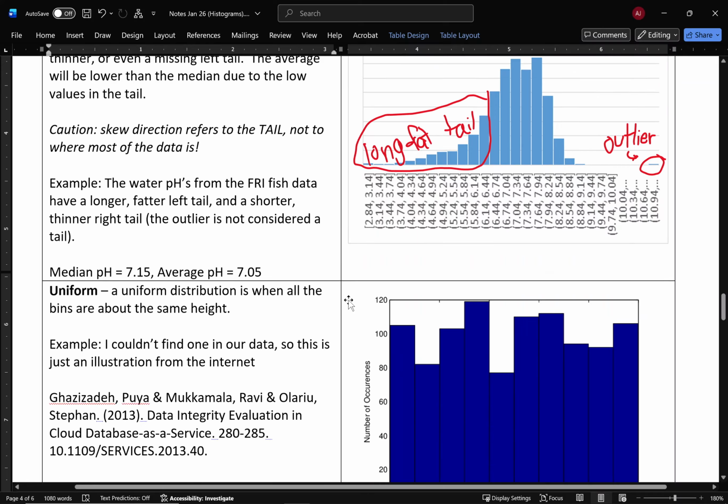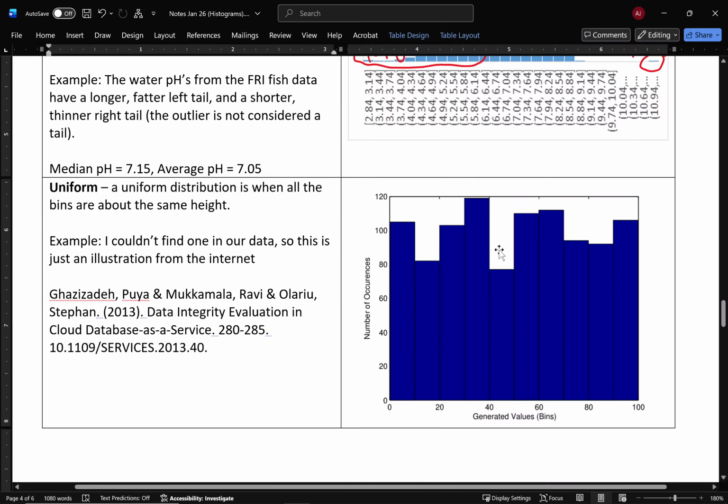All right, another type of distribution is uniform distribution. That's when all the bins are about the same height, and they don't have to be perfectly the same height. You see these ones here, it's not exactly, there's a couple that are lower, but it's about uniform across the top here. I couldn't find a uniform distribution in any of our data sets that we've been looking at, so I just pulled this one from the internet. It's from someone's research paper.